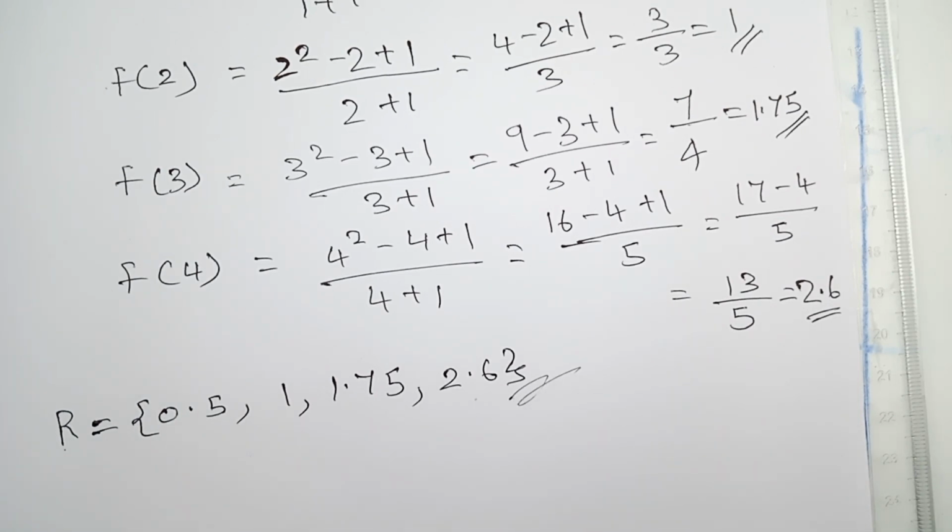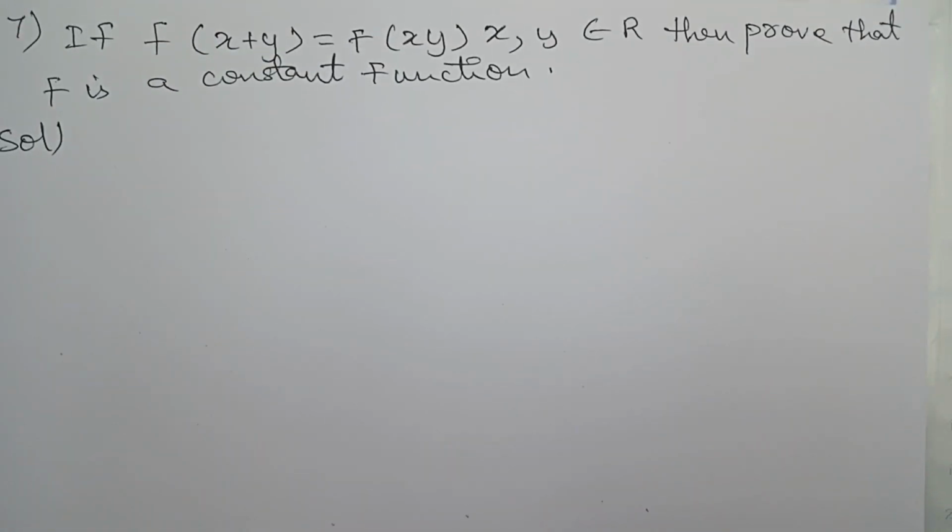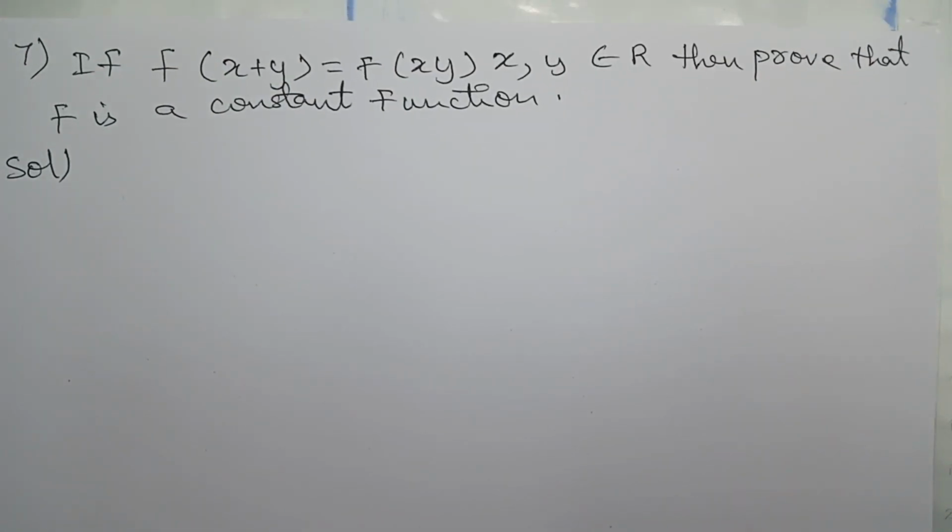Now we will do the next sum, that is seventh. So now we are going to do the seventh problem, that is, if f of x plus y is equal to f of xy, x comma y belongs to R, then prove that f is a constant function. x and y should be numbers through which we should prove that f is a constant function.